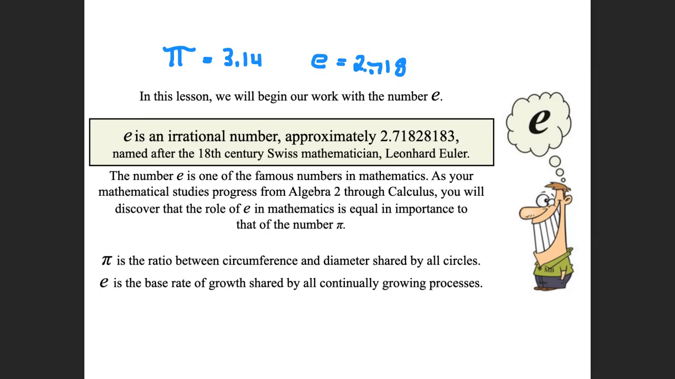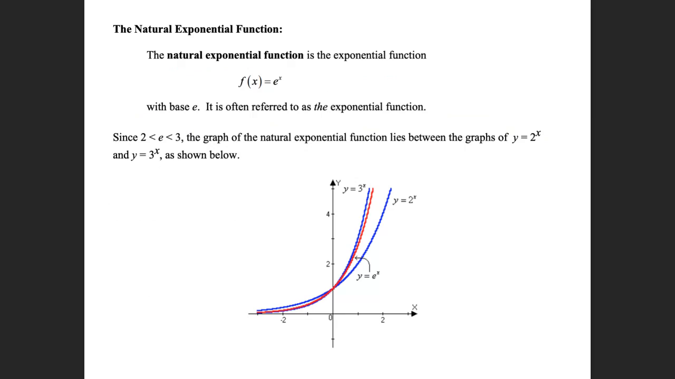Pi is the ratio between the circumference and diameter shared by all circles. e is the base rate of growth shared by all continually growing processes. So if you're in science and stuff like that, you're going to see the letter e also, because when you start doing exponential decay and exponential growth, e is one of those numbers that you're going to be using.